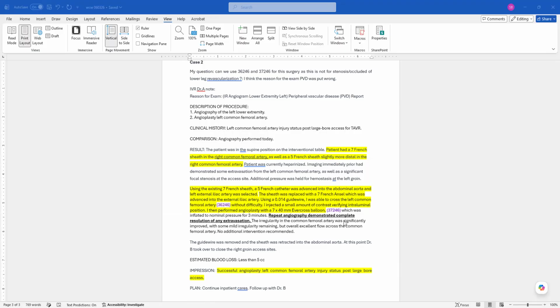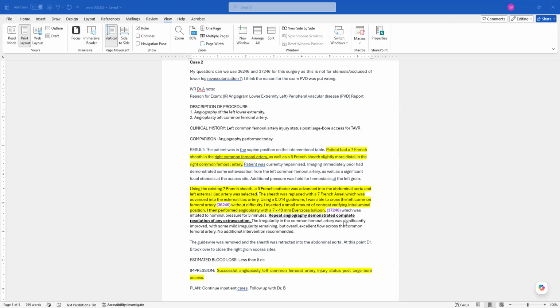Because it says it's not for stenosis or occlusion for lower leg revascularization. I think the reason for the exam, peripheral vascular disease, was wrong. So I agree that that is not correct for the indication for the exam when you look at this note.